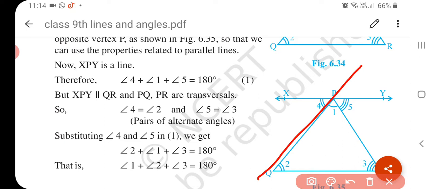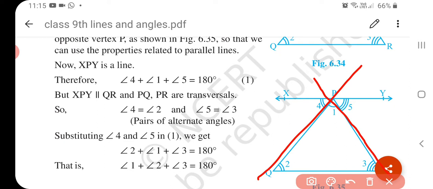If they are parallel lines and QP is a transversal, then angle 4 is equal to angle 2 because alternate interior angles are equal. If the lines are parallel, then alternate interior angles are equal. So angle 4 is equal to angle 2. Now if PR is the transversal of XY and QR, then angle 5 is equal to angle 3 because alternate interior angles are equal.